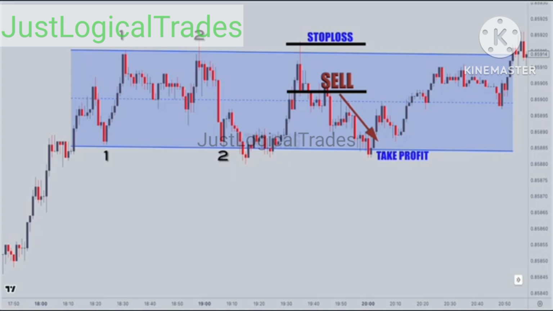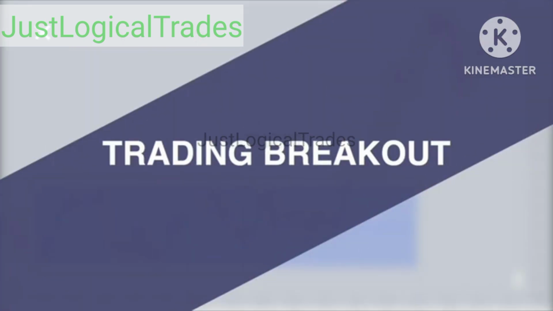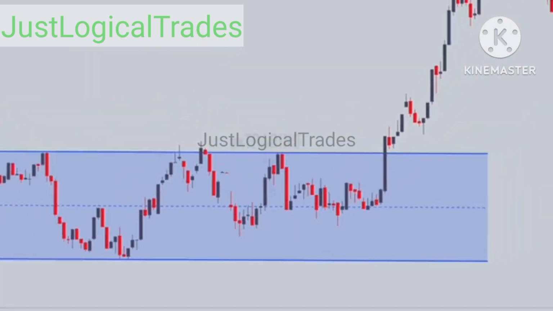Also, set a stop-loss order slightly above the top of the channel, allowing room for regular volatility. Now let's see how you can trade the breakout. Breakout happens when the price breaks the channel.